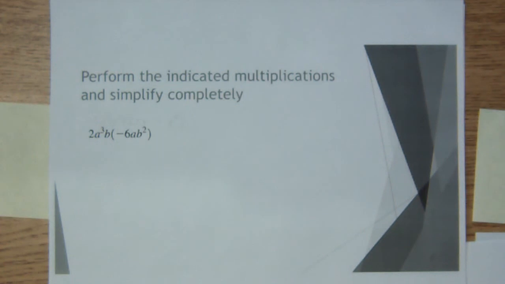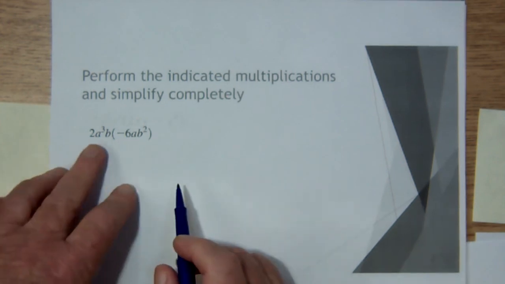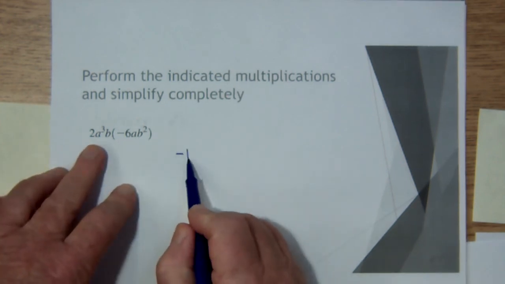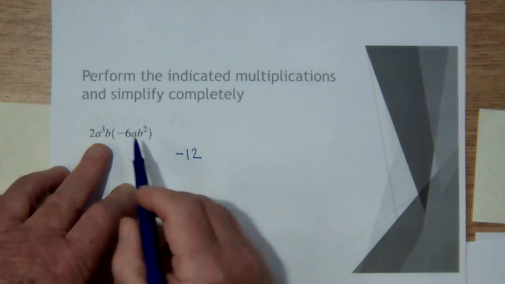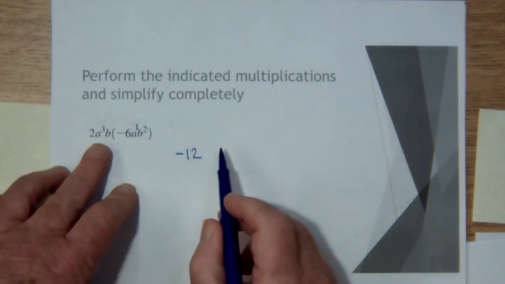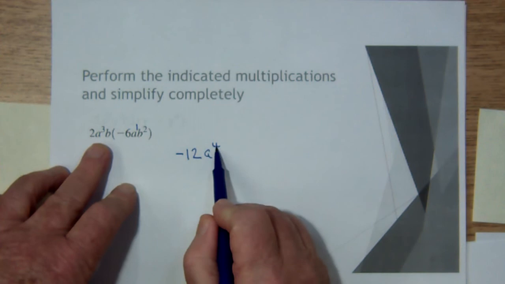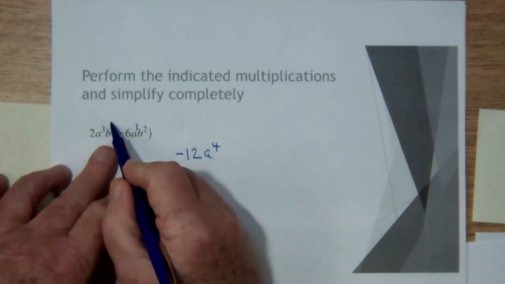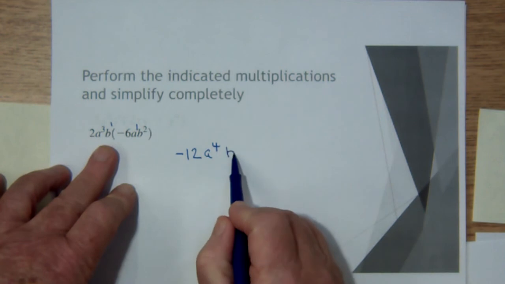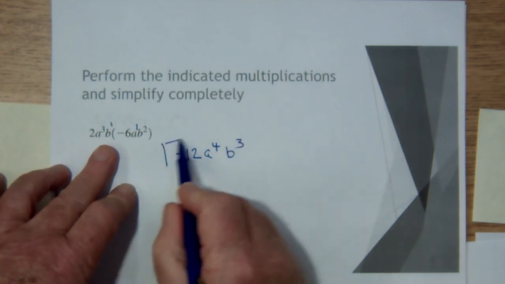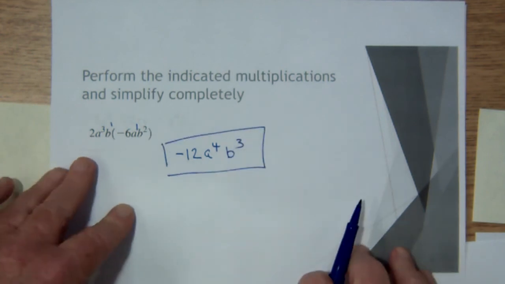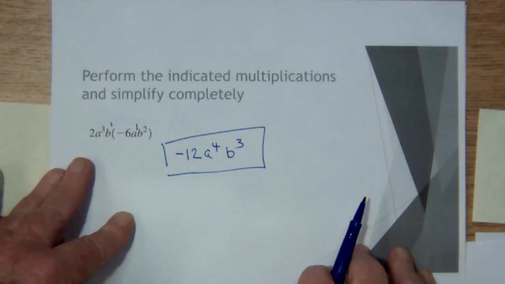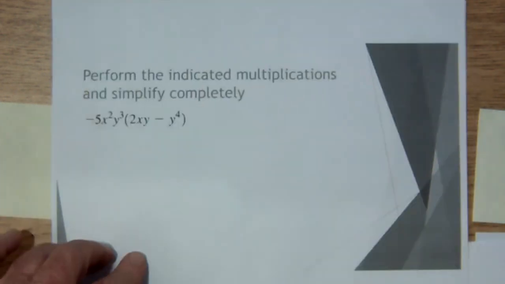The directions say perform the indicated multiplications, and as always we're going to simplify completely. So we're going to take the 2 times the minus 6 to give us minus 12. We're going to take a cubed times a to the 1, giving us a to the 4. And we're going to take b to the 1 times b squared, which gives us b cubed. And so the answer to that example is negative 12 a to the 4th b cubed.